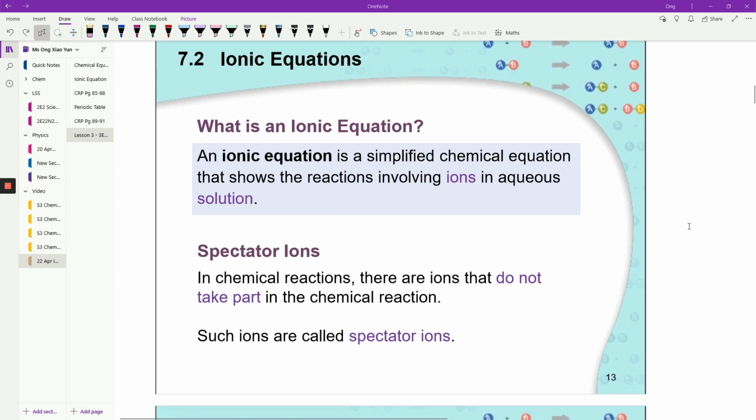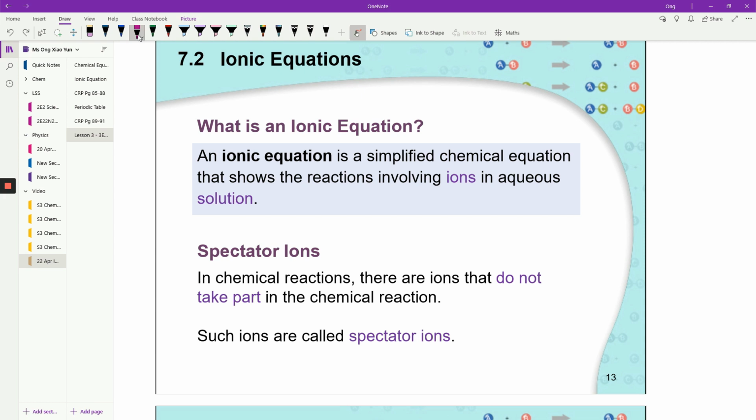So previously, I have briefly introduced the difference between different types of equations, like word equation, chemical equation, and also ionic equation. So far, you have already done all the different word equation and also chemical equation practice, including how to balance.